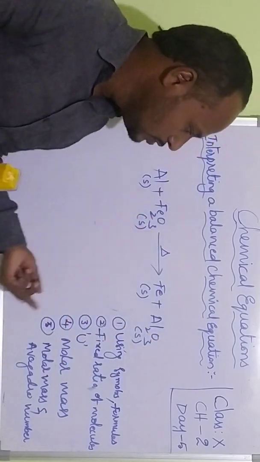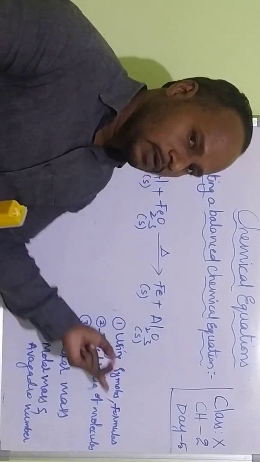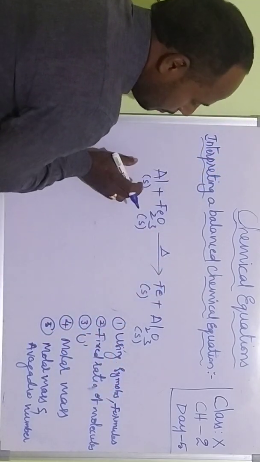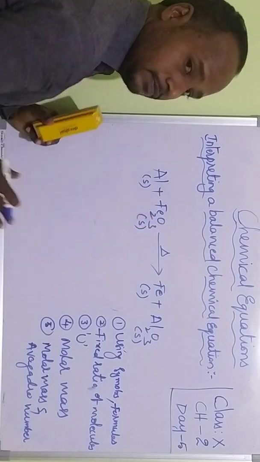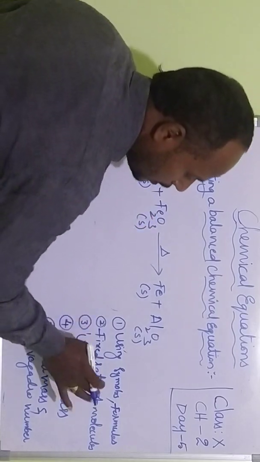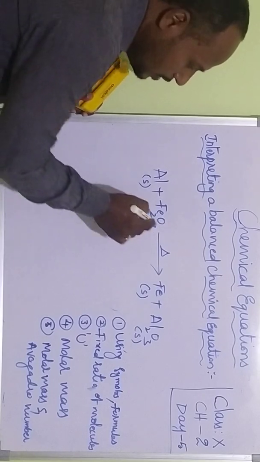Okay, this equation is made up of symbols and formulas, right? Next, fixed ratios only. There is a fixed ratio.